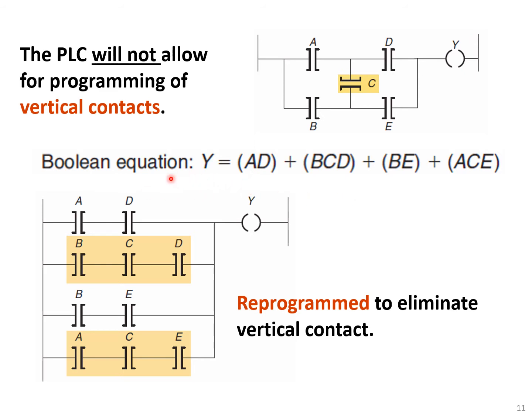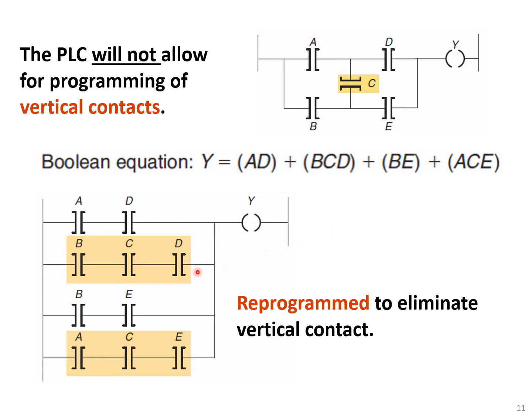So to have the same logic, we could have this program. We have 4 conditions, then we could have 4 branches in parallel, and on each of them we could put contacts in series. The first one A and D, the second one B, C, D, third one B and E, and the last one A, C, and E.